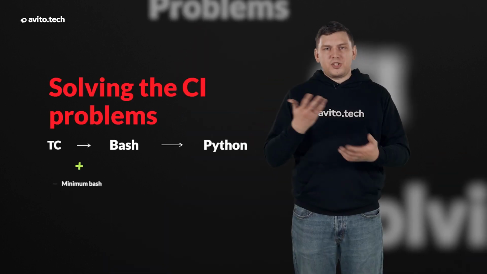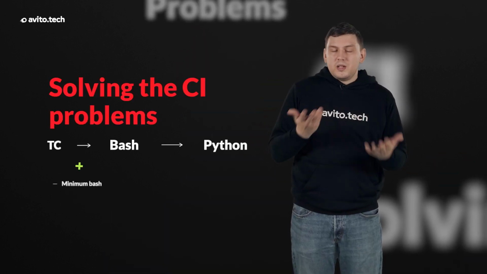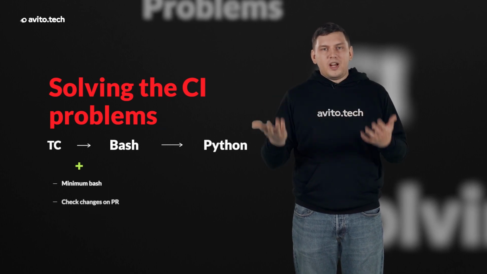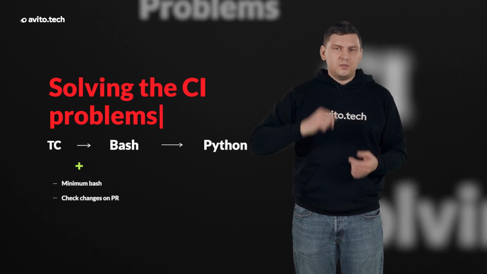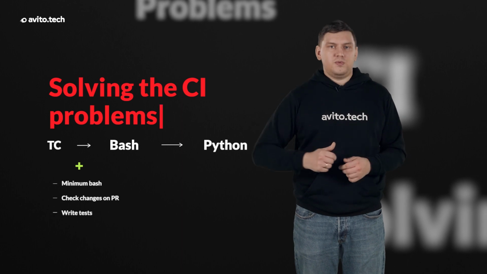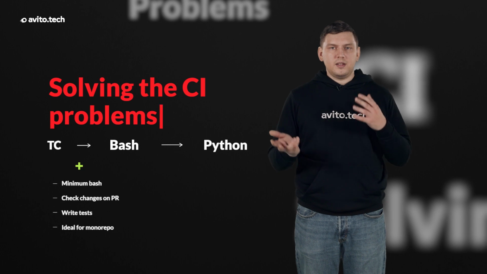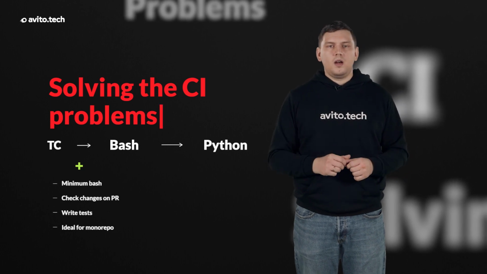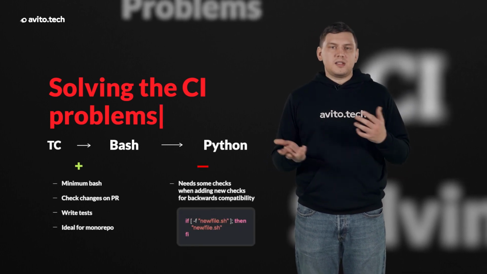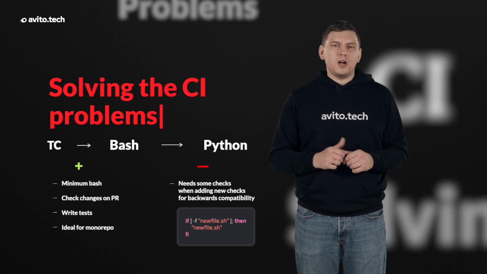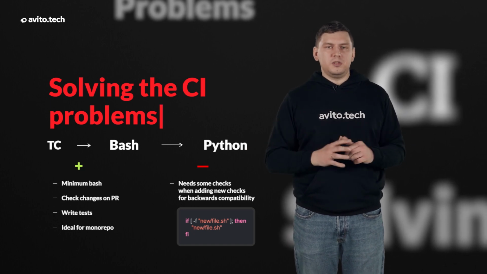This new organizational structure of our builds gives us plenty of benefits. For example, it reduces the number of bash lines of code to a minimum. We can check for changes on CI right on the pull request. We can write tests for our CI code. In Python, it's very easy to do, and it's ideal for a monorepo. Although there are some downsides as well. It's not actually downsides. These are unavoidable downsides.